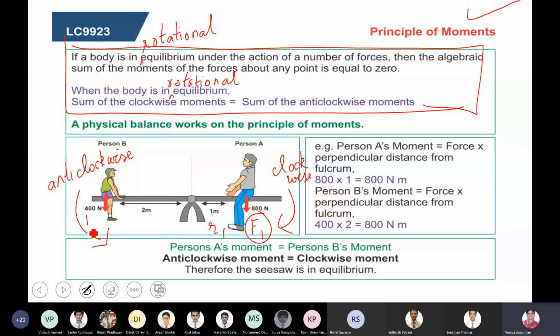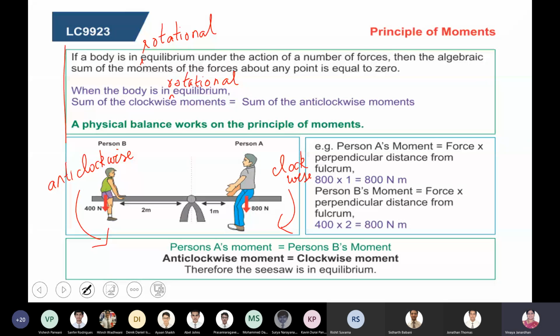Only the statement, you take the statement. 11B, should I call out your names? Only the statement is enough, then we'll go for it. Understood. So if a body is in rotational equilibrium under the action of a number of forces, then the algebraic sum of the moments of the forces about any point is equal to 0. That is, sum of clockwise moments must be equal to sum of anti-clockwise moments.